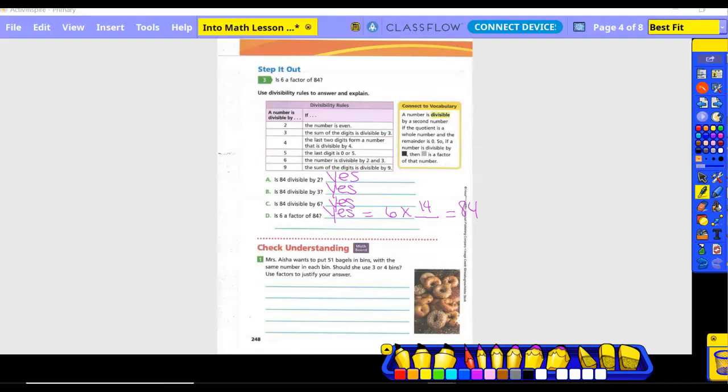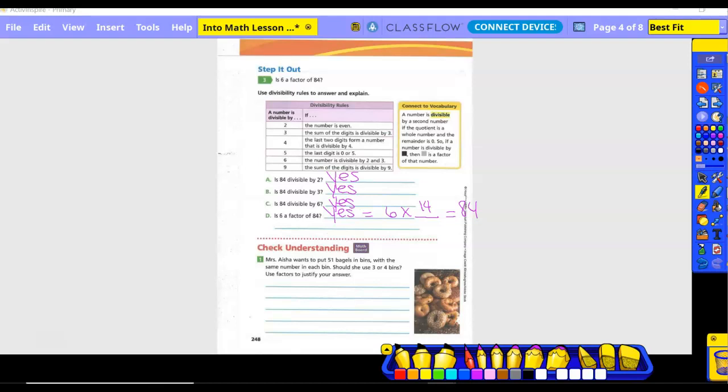Second student, Miss Anisha wants to put Vegemite bagels in bins with the same number in each bin. Should she use the 3 or 4 bins? Use factors to justify your answer. So if we go up here to our factors, the divisibility rules, okay? So for 3, it says the sum of the digits is divisible by 3. So 5 plus 1 is what? 6. Is that divisible by 3? Yes. Yes, so 3 would work.